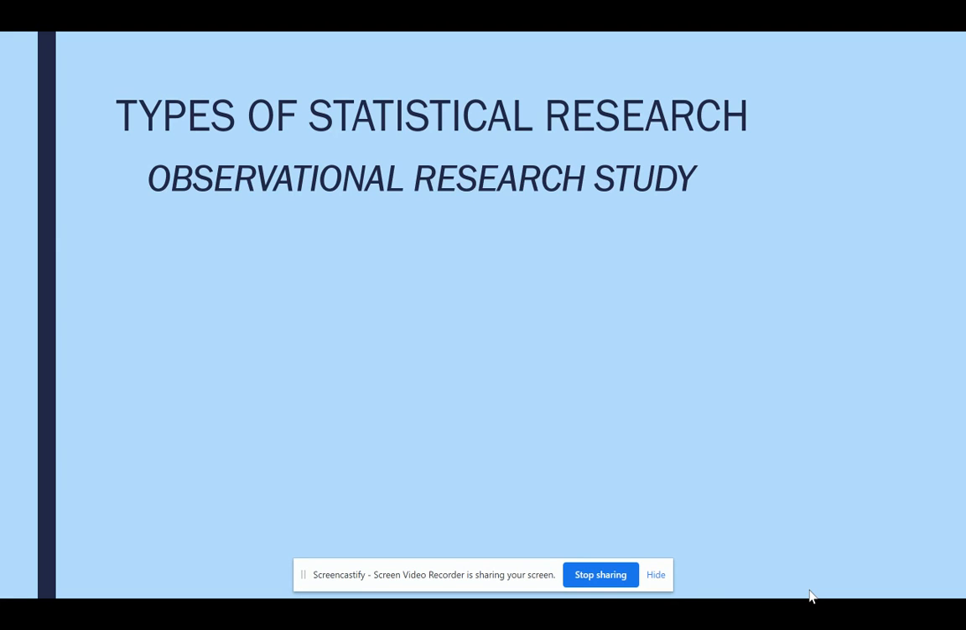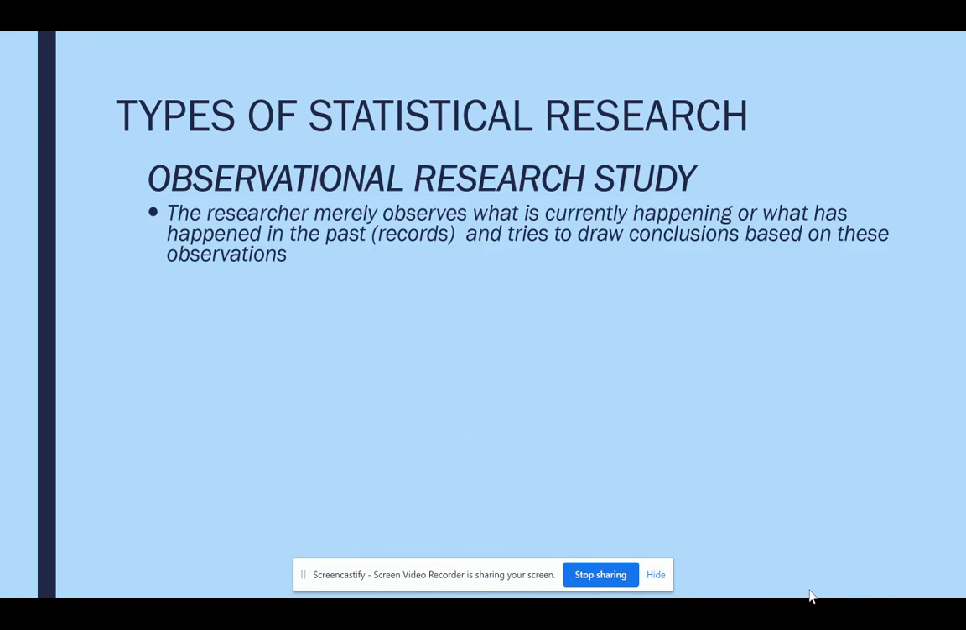And some of the characteristics of an observational research study, the researcher merely observes or watches what is currently happening or possibly what has happened in the past, and then tries to draw a conclusion or answer the research question based on those observations. You can kind of think about an observational research study similar to people watching. You're simply observing what is taking place.